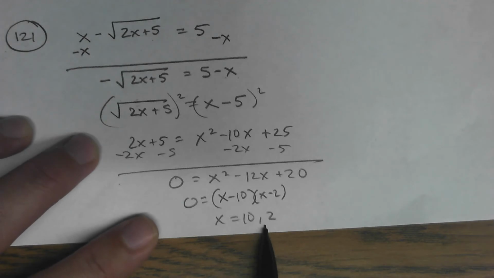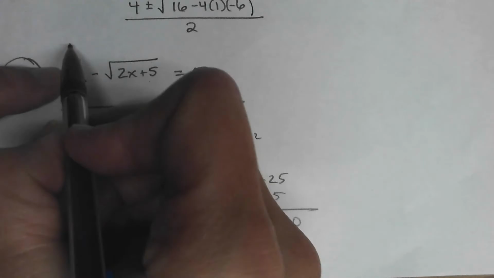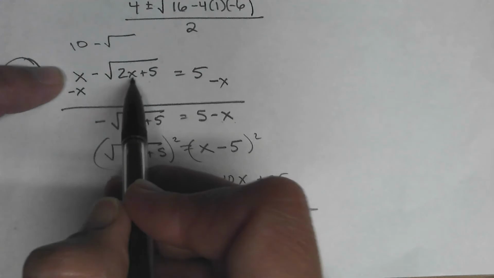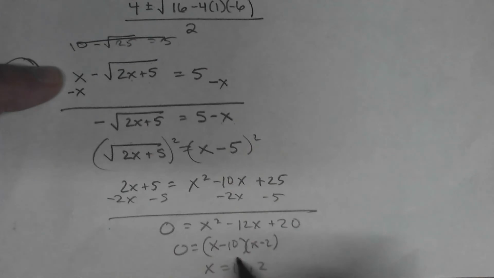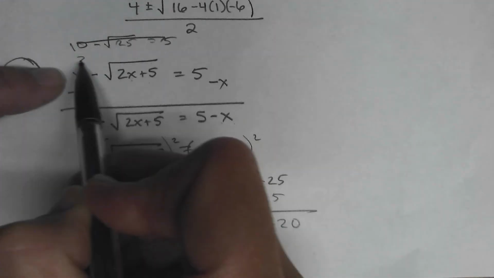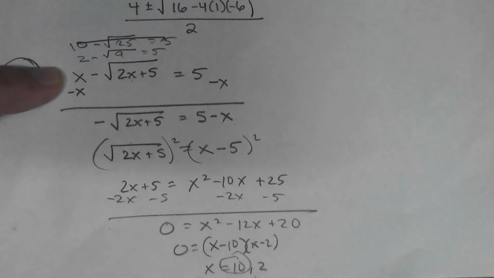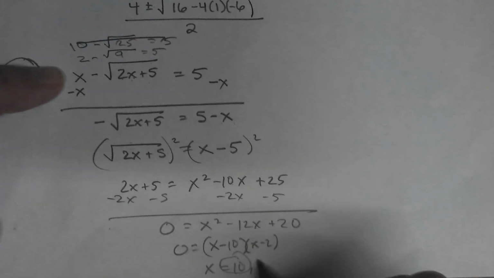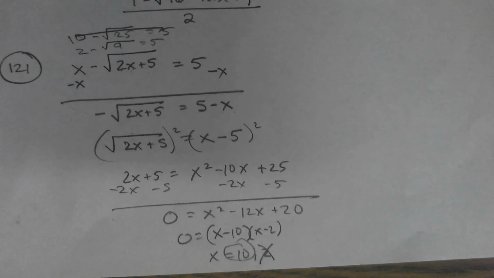You need to check those. This is where extraneous can come up. So if I plug in a 10, I get 10 minus the square root of 25 equals 5. Is that true? Yes. So that works. 2 minus the square root of 9 equals 5. No. 2 minus 3 would be negative 1. So that one gets rejected. Always check for extraneous on those.